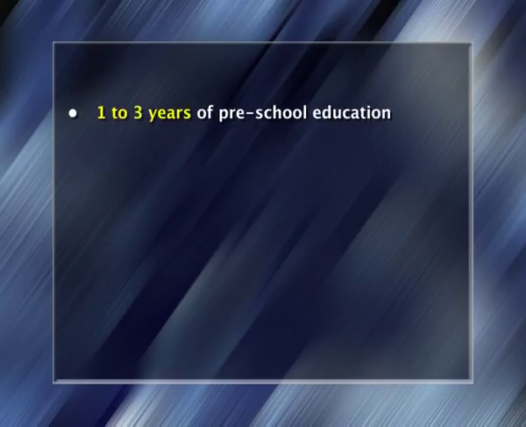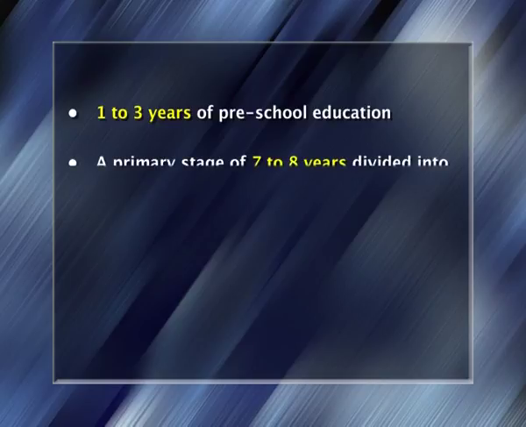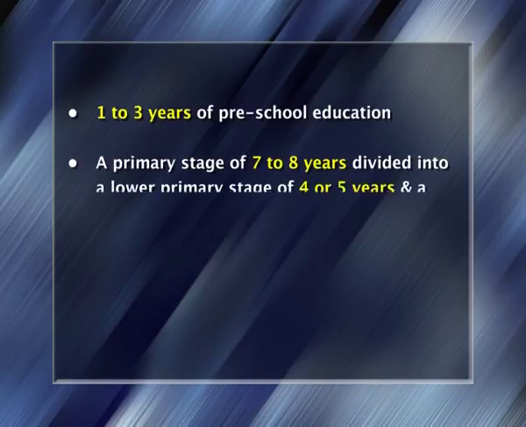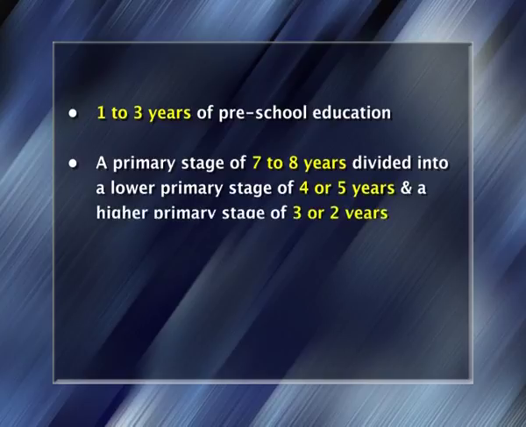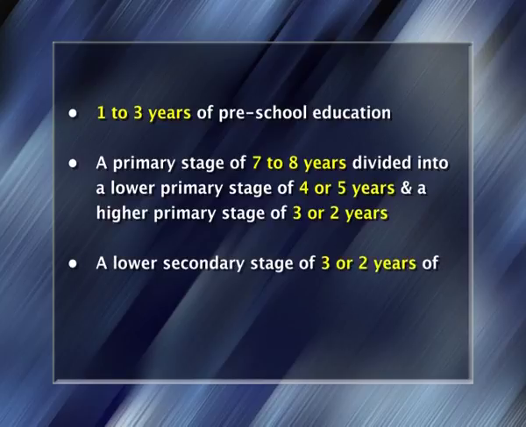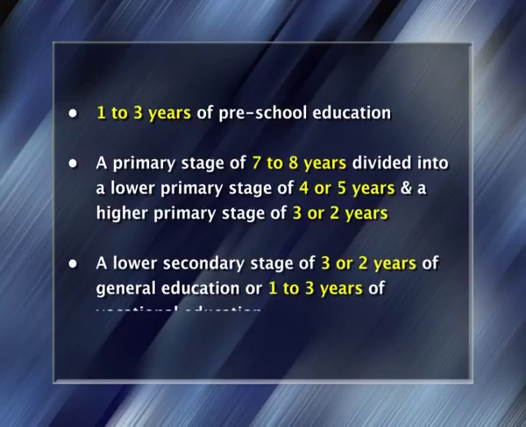The Commission recommended a new structural pattern of education. The new educational structure should be as follows: 1 to 3 years of preschool education, a primary stage of 7 to 8 years divided into a lower primary stage of 4 or 5 years and a higher primary stage of 3 or 2 years, a lower secondary stage of 3 or 2 years of general education, or 1 to 3 years of vocational education. The structural pattern thus recommended by the Commission is commonly known as 10 plus 2 plus 3.